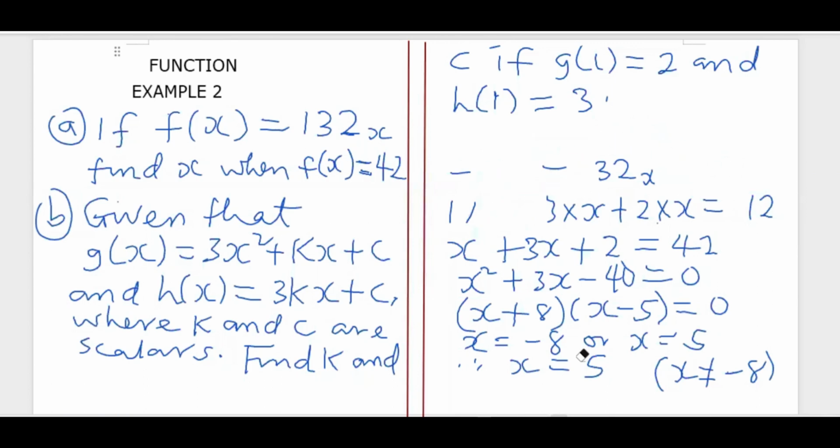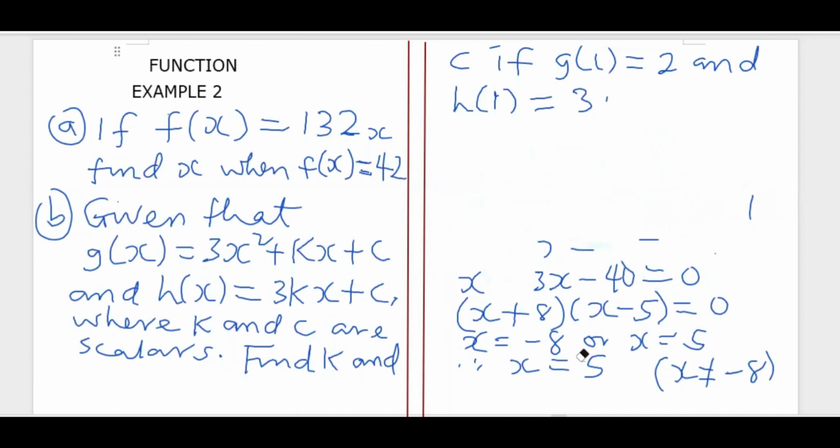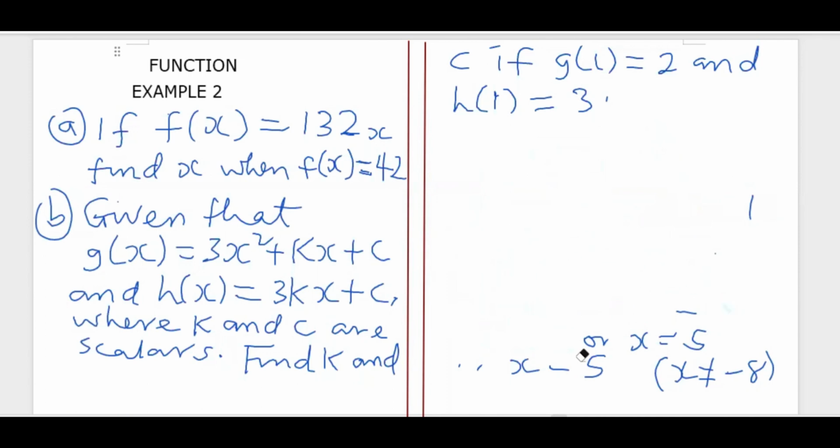In B part, we are given two different functions. We have g of x to be 3x squared plus kx plus c, and the second one is h of x, given as 3kx plus c. So additional information is that k and c are scalars. In this case, they are constants, any fixed figure.